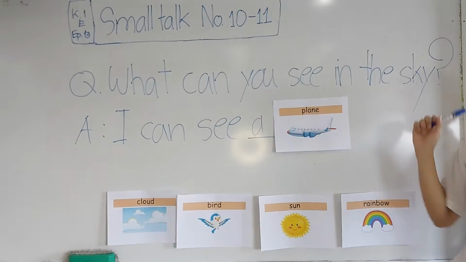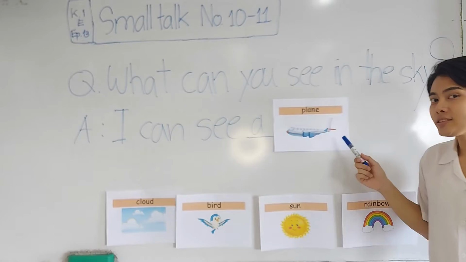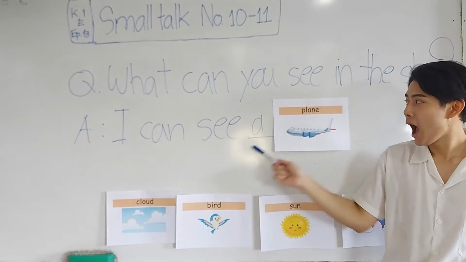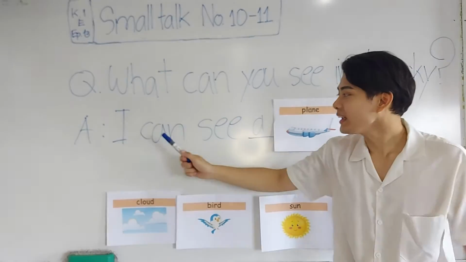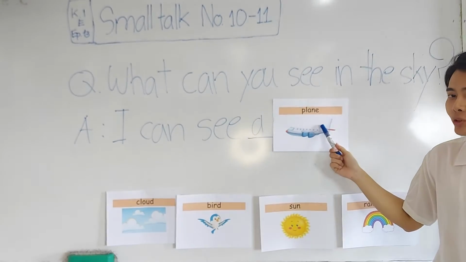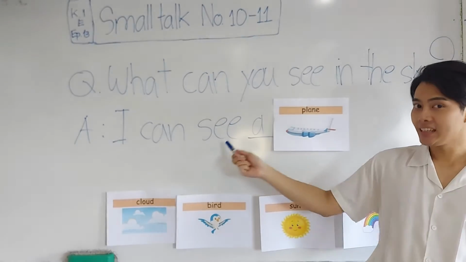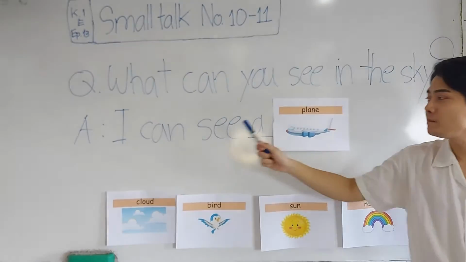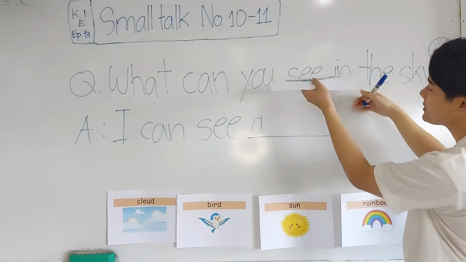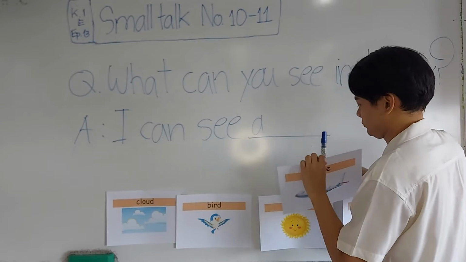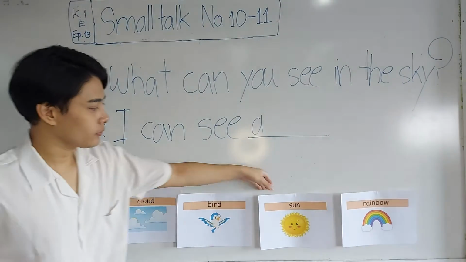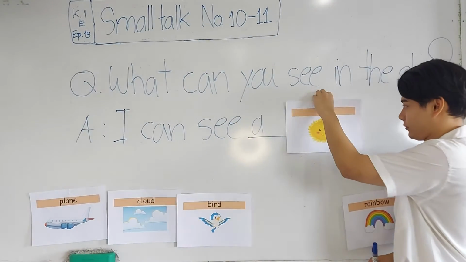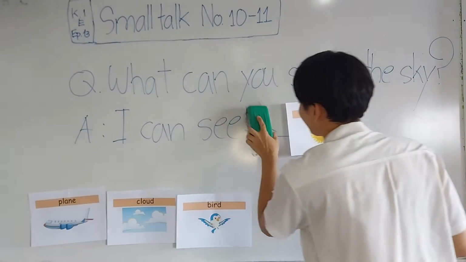What can you see in the sky? What can you see in the sky? Your answer is... Very good. I can see a pen. 1, 2, 3. I can see a pen. Your turn. 1, 2, 3. Plane. Very good. I can see a plane. The sun.